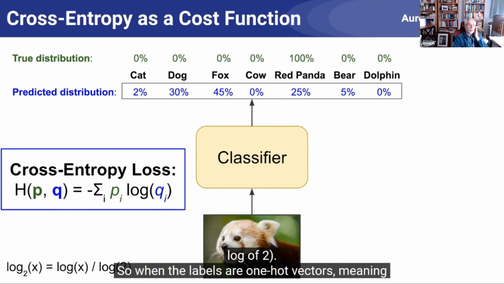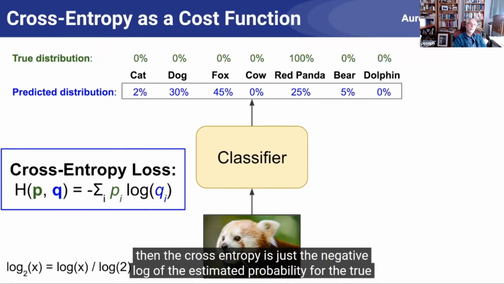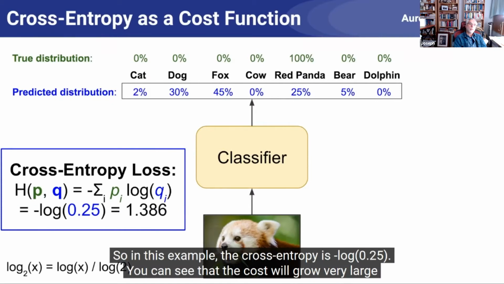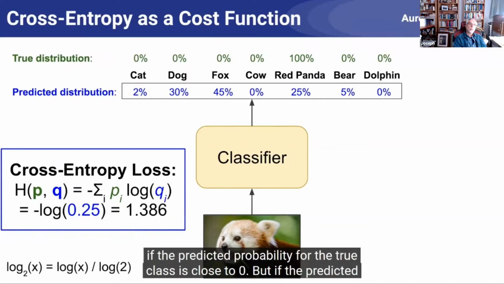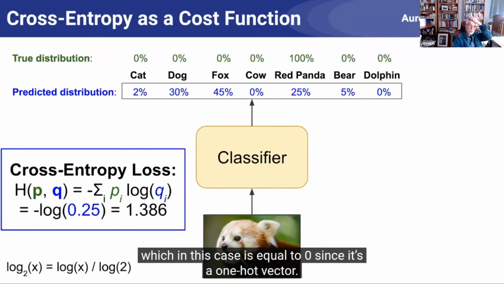So when the labels are one-hot vectors, meaning one class has a probability of 100% and the rest are 0, as is the case in this example, then the cross-entropy is just the negative log of the estimated probability for the true class. So in this example, the cross-entropy is minus log of 0.25. You can see that the cost will grow very large if the predicted probability for the true class is close to 0. But if the predicted probability is close to 1, then the cost will be close to the true distribution's entropy, which in this case is equal to 0 since it's a one-hot vector.